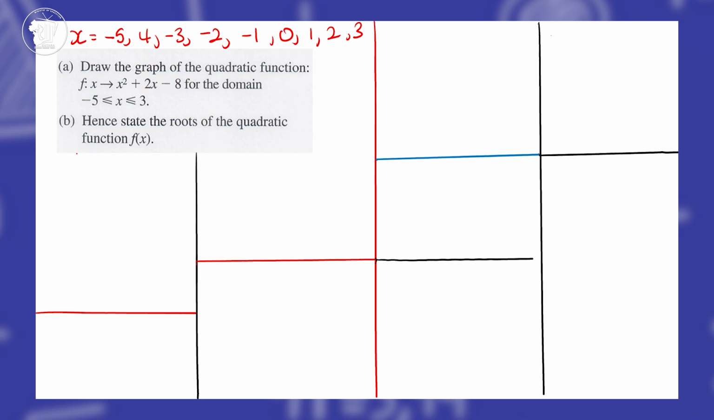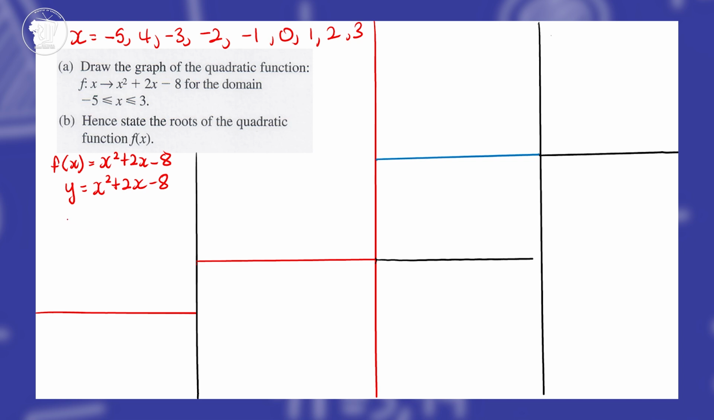So let's start off. The function that we have is f of x is equal to x squared plus 2x minus 8. So this is the function that we're using. From previous videos, we know that f of x is the same as y, so you can just replace f of x with y. So we'll say y is equal to x squared plus 2x minus 8. And now when we substitute these values for x, we'll get a corresponding y value, and that will be the pair of coordinates that we'll use to plot.